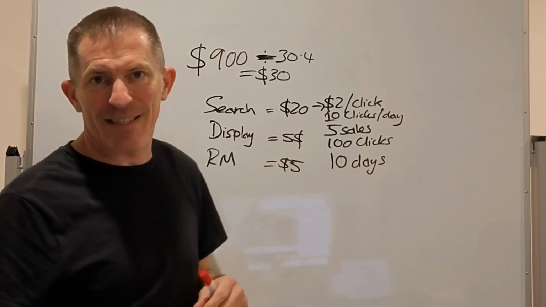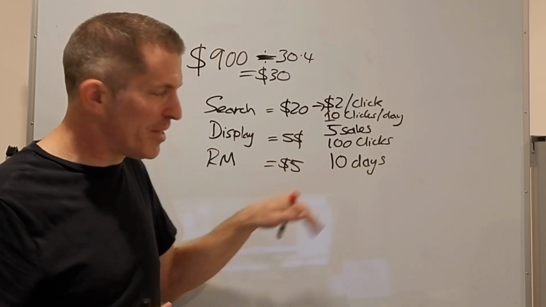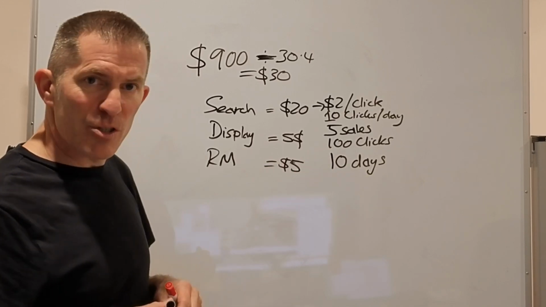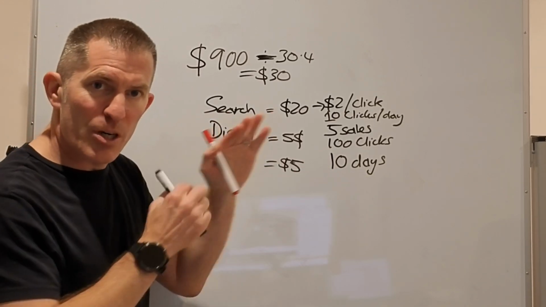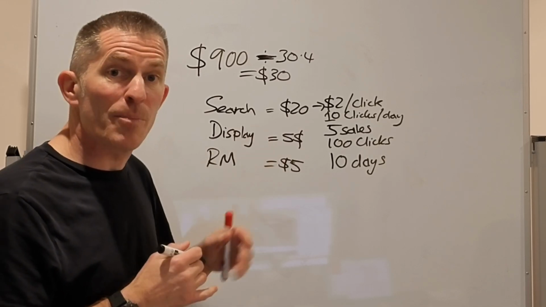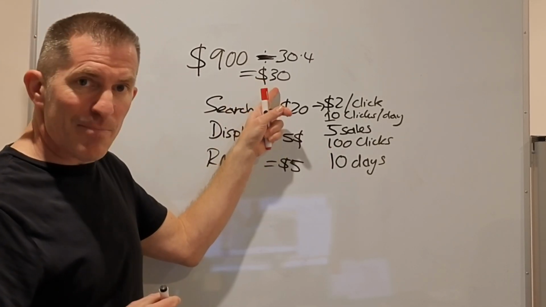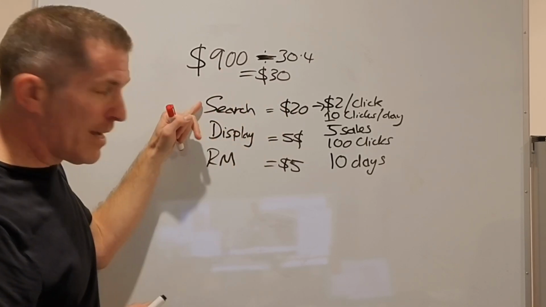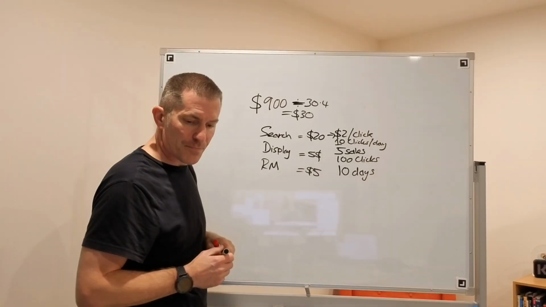It's probably going to take you longer than 10 days to get those clicks, if this is what it worked out to be. As well as this, you might also want to split up your search campaigns, because you might have a couple of different products, and you want to be able to control your budgets a little bit better. So the biggest impact of this $30 a day, or your $900 a month, is it limits the number of campaigns that you are able to run.